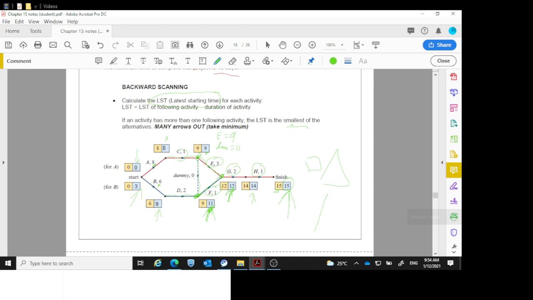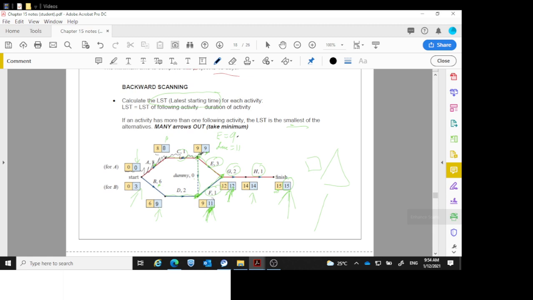Now, where is the critical path? The critical path is where the two numbers are the same. So 0, 0, 8, 8. So there's my critical path. Then it goes along here, 9, 9. Now, where did this 9 come from? This 9, the second 9, the one in blue, came from along E.